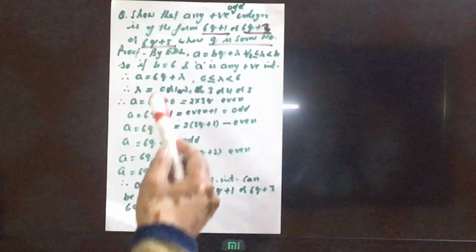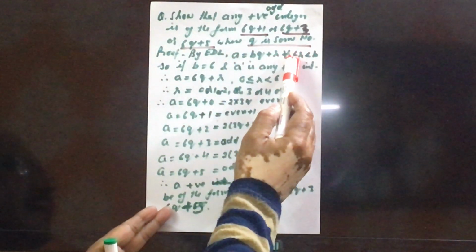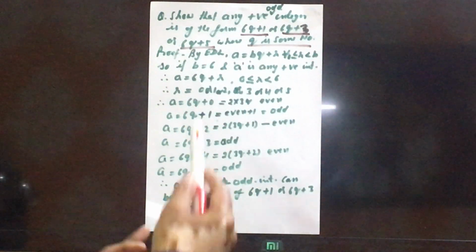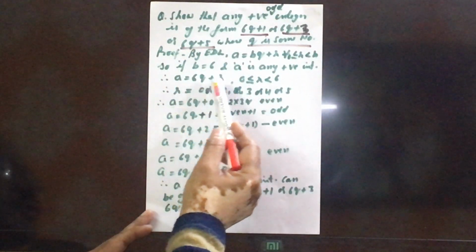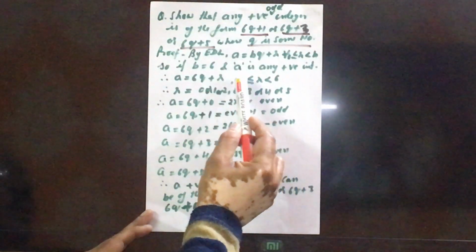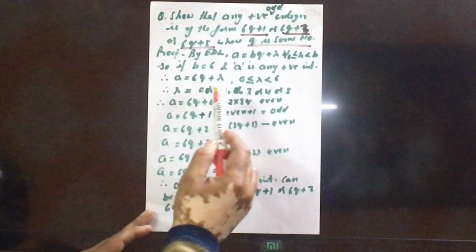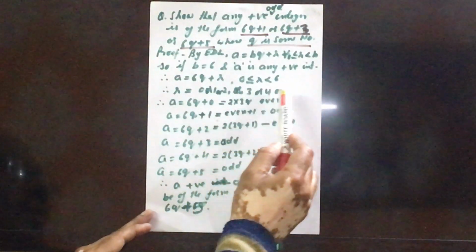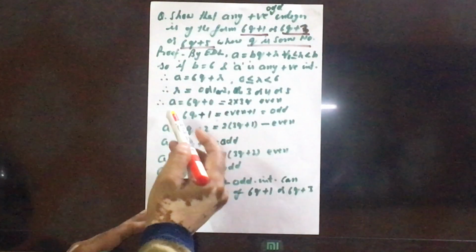According to Euclid division lemma, a is equal to bq plus r, where r is greater than or equal to 0 and less than b. In this case, if we take b equal to 6, and a is a positive integer, then a will be equal to 6q plus r. Here the value of r will be greater than or equal to 0 and less than 6. So the possible values of r will be 0, 1, 2, 3, 4 or 5.